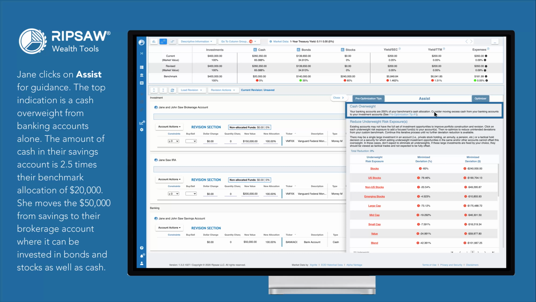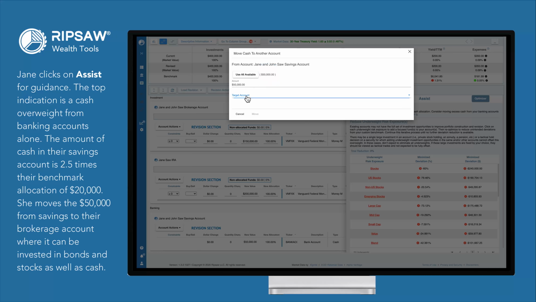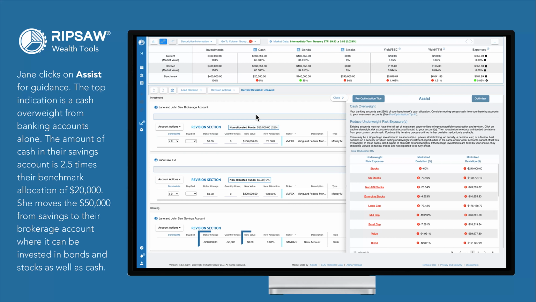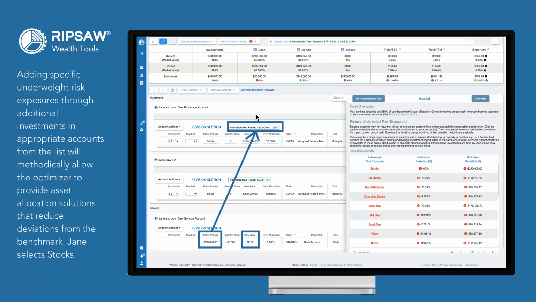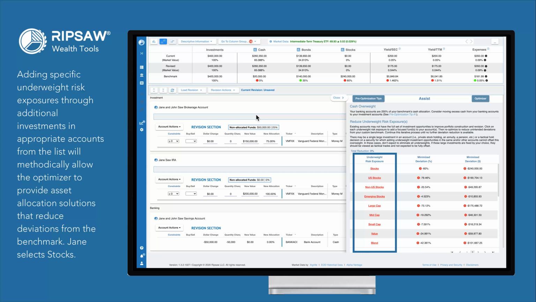The top indication is a cash overweight from banking accounts alone. The amount of cash in their savings account is 2.5 times their benchmark allocation of $20,000. She moves the $50,000 from savings to their brokerage account, where it can be invested in bonds and stocks as well as cash. Adding specific underweight risk exposures through additional investments in appropriate accounts from the list will methodically allow the optimizer to provide asset allocation solutions that reduce deviations from the benchmark.